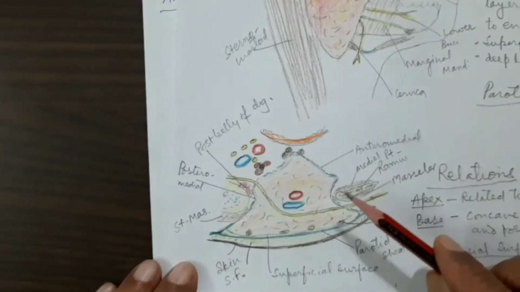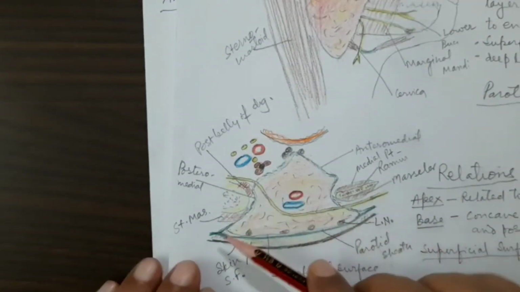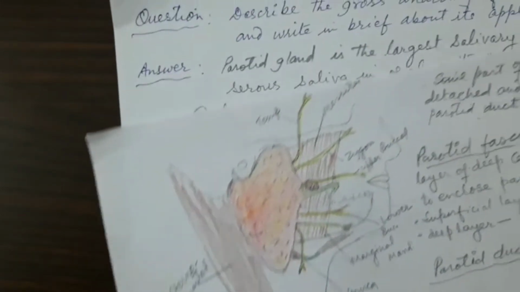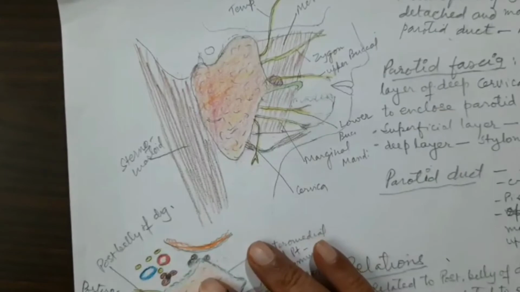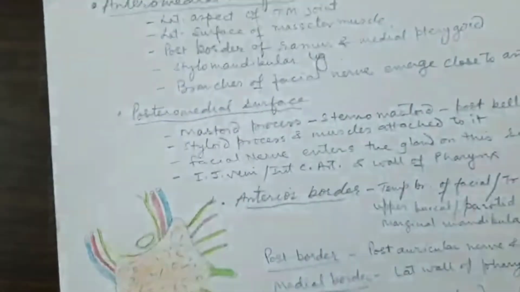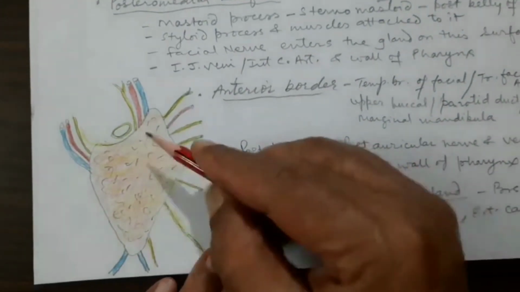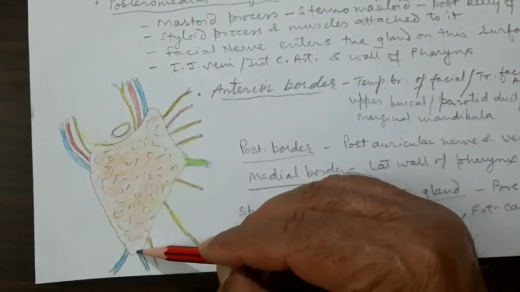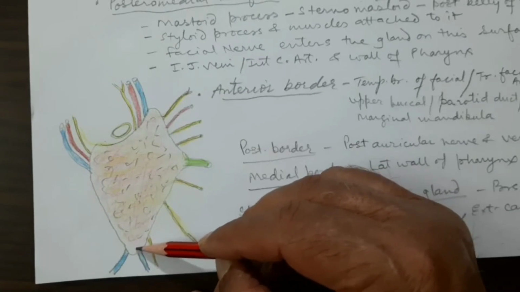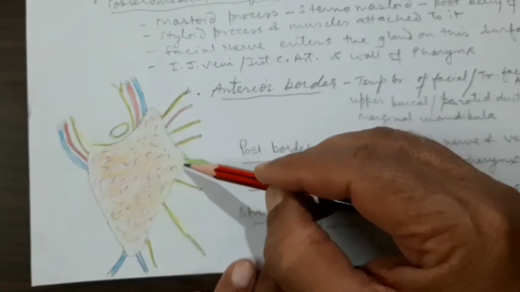So these are the relationships of the anteromedial, posteromedial and superficial surfaces of the gland. Let us come to the anterior border. Let us see the anterior border in this. I think it is better to show you from this, though I will keep on referring to the other diagrams also. This is the base in this diagram. This is the apex which is close to the neck, posterior and inferior to the angle of the mandible. This is the anterior border.